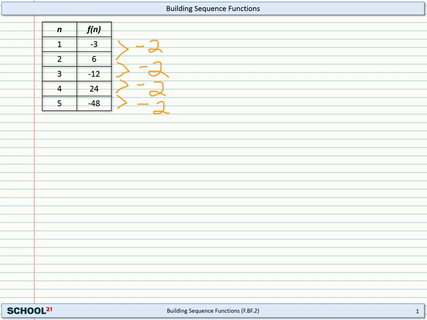And we can write a recursive function for this geometric sequence like we're used to. So the first term of the geometric sequence is negative 3, and then we can say that the next term is always equal to the previous term times the common factor, negative 2. So there's our recursive function.